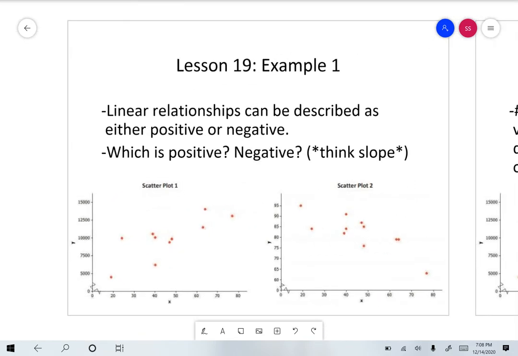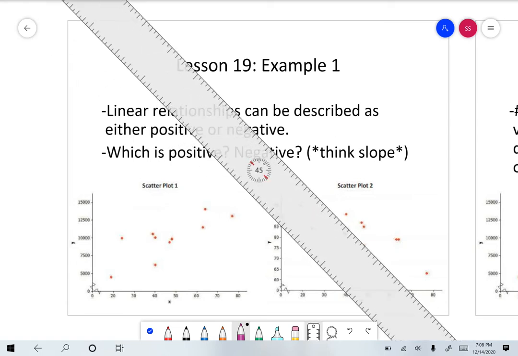Linear relationships can be described as positive or negative, and I've kind of hinted at this before. So which one of these is positive versus negative? And the hint here is think slope. Maybe think about that for a second. Which one's positive, which one's negative? I said think of slope.